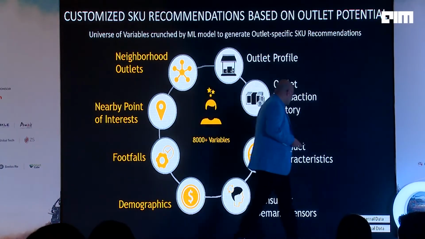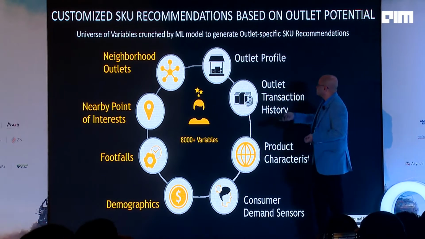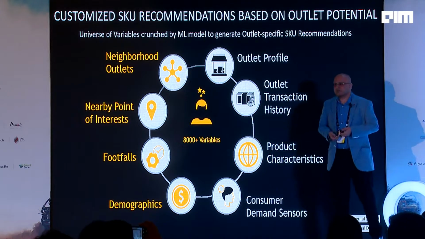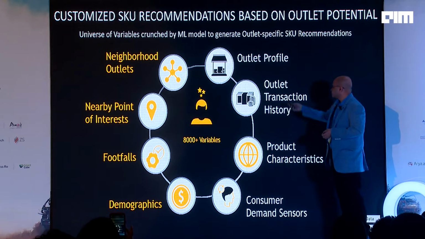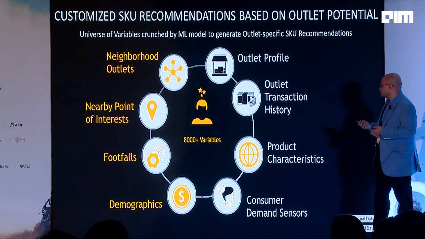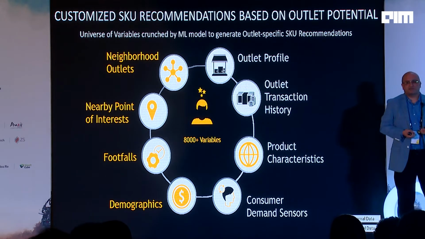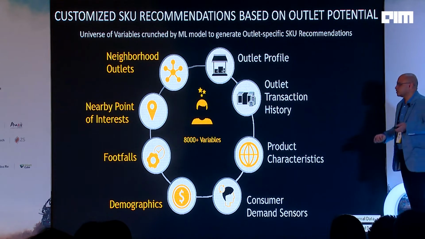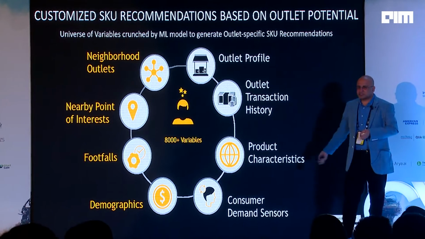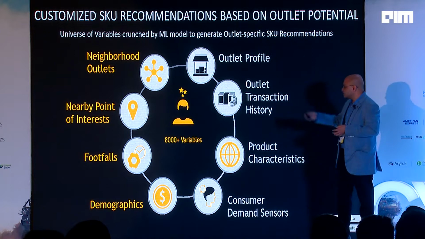So the ones on the right, the ones in white, are internal data. So for example, for every outlet, we would find out whether it is a bakery, grocery, cosmetics, what kind of an outlet is it. We would have the transaction history, what kind of products it was buying, when it was buying, etc., etc. Product characteristics, whether it is a product for health conscious people, whether it is a premium product, mass product, 5 rupees, 50 rupees, etc. Sensors for consumer demand, what kind of brand recall do we have, how much market share do we have. These are internal data points.